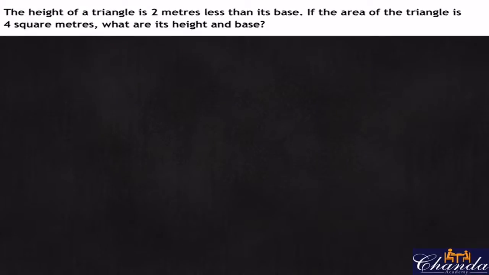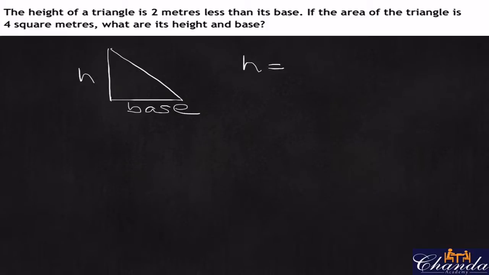All right, so this question says the height of a triangle is 2 meters less than its base. If the area of the triangle is 4 square meters, what are its height and base? Okay, so let's quickly draw this out. So we have the height right there, and we have the base. Now, as the question says, the height is 2 meters less than the base. Okay? And as we know, the area of a triangle is half times base times height.